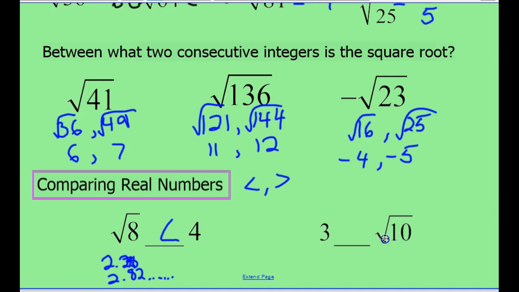Here we have to find the square root of 10, and the square root of 10 is 3.16, on and on and on. So what's bigger, 3 or 3.16? Well, 3.16 is bigger. So we know the square root of 10 is the biggest there.